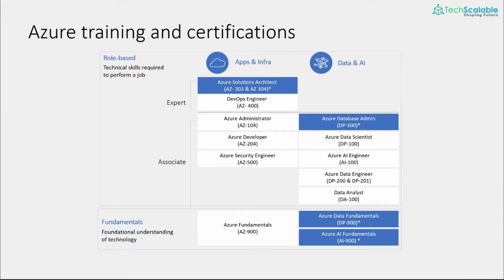Once you have done that, the second step for those who want to get started with the cloud platform is either AZ-104, which is for administrators, or AZ-204, which is for developers. Once you have done that, your next logical step can be the expert-level certifications, AZ-303, AZ-304 and AZ-400. Apart from that, we also have more focused certifications: for data scientists on Azure, DP-100; for AI engineers, AI-100; for data engineers, DP-200 and 201; and for data analysts, DA-100.